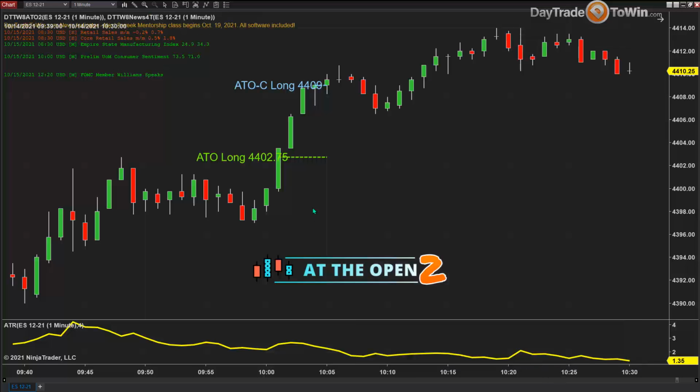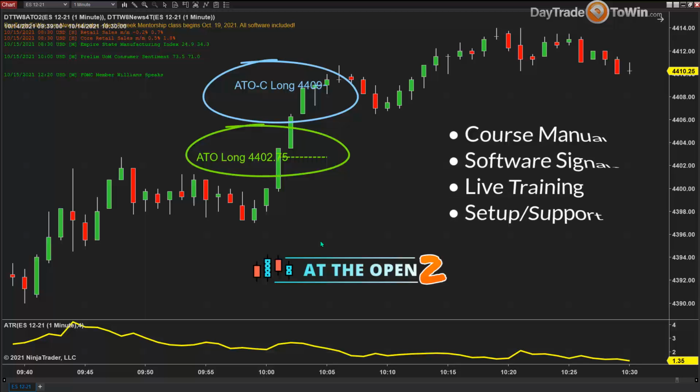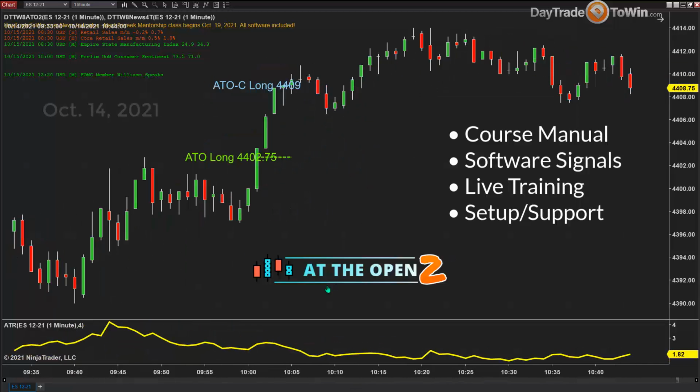So for today, we have the at the open chase the trade, and we have the main signal at the open long. So everyone who has this software understands the method. This is what occurred, and the market went, as you can see, straight up from this point on. Now we still have to manage the trade targets and stops. So that's today, October 14th.